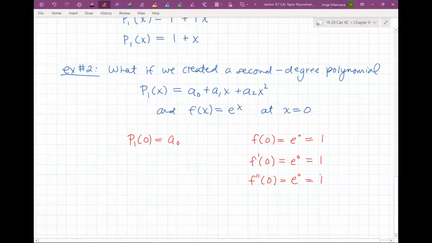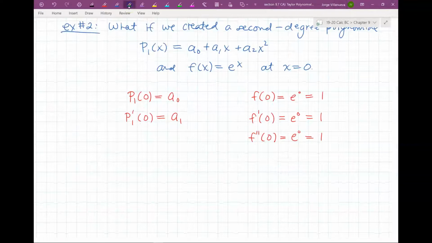Don't worry, they're not all 1. A sub 2 is not 1, all of them. A sub 1 will be 1. We saw that earlier, right? When we did p prime sub 1 of 0, we got a sub 1. That's from the previous work. What we didn't do was a second derivative. So let's do that. I'm going to move it down here.